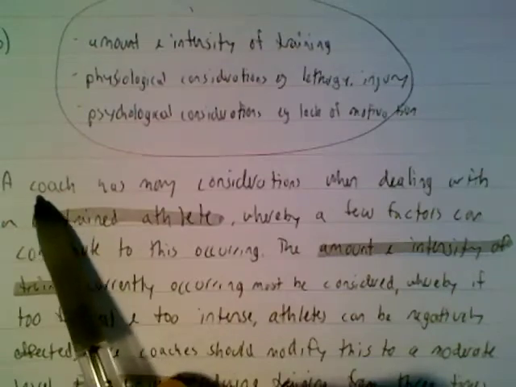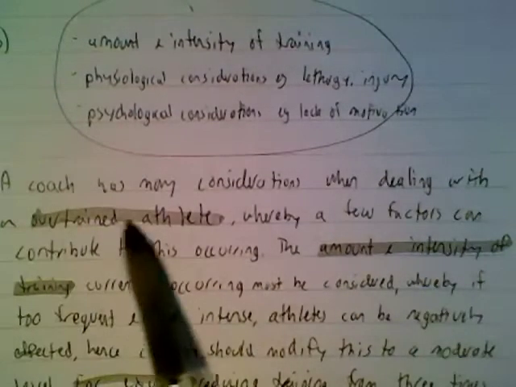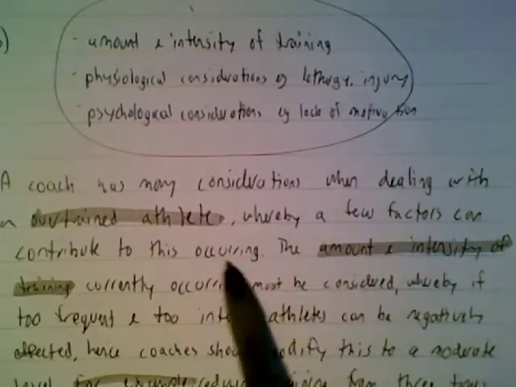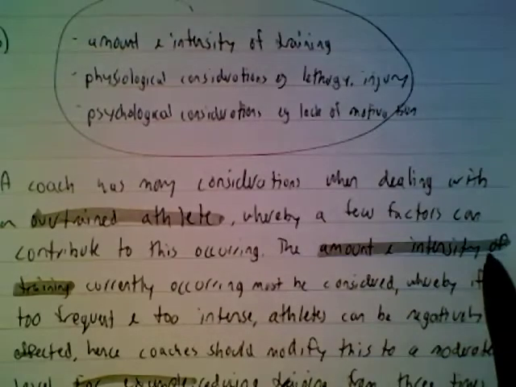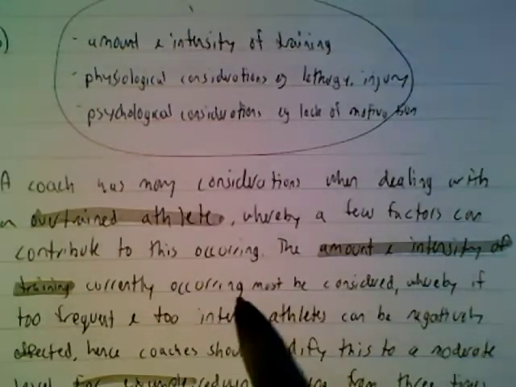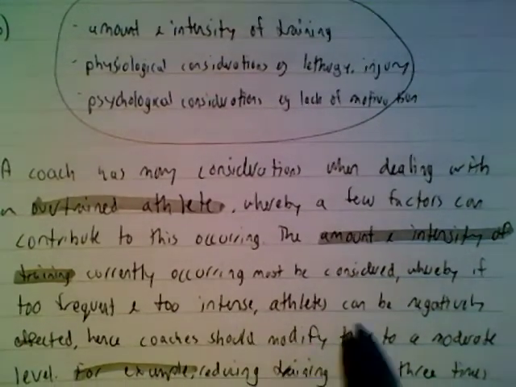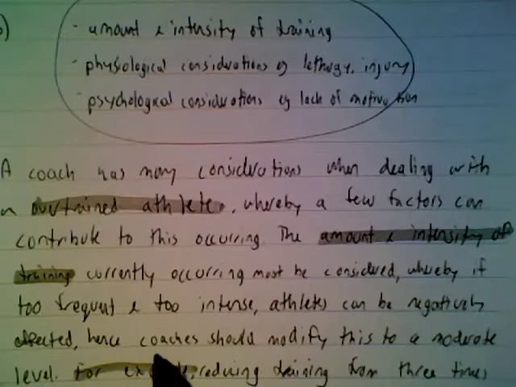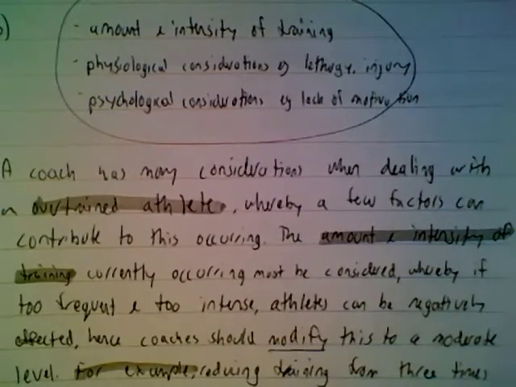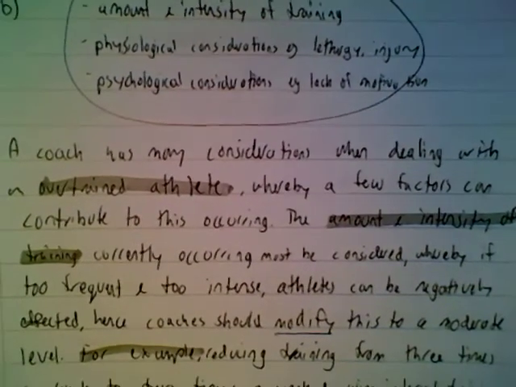We go through it. A coach has many considerations when dealing with an overtrained athlete, whereby a few factors contribute to this occurring. The amount and intensity of training currently occurring must be considered. Where if too frequent and too intense, athletes may be negatively affected. Hence, coaches should modify this to a moderate level.